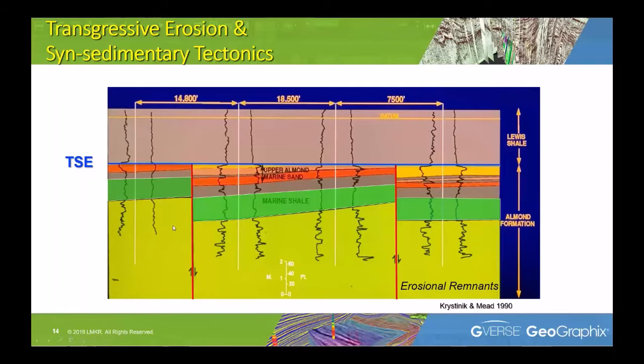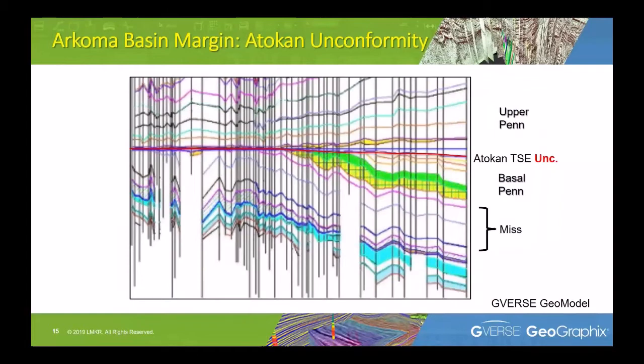So here's a GVERSE geomodel showing multiple horizons. We can see that there was an active uplift. We flattened here on the Atokan unconformity. There's a major flooding surface that comes across the top of it.